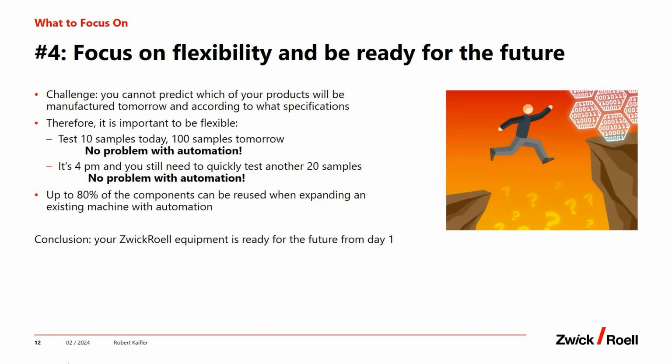And the good news, and this is the last sentence and the conclusion, is that your ZwickRoell equipment is ready for the future from day one. No matter what kind of equipment you're buying today, which kind of load frame, tools, and so on, up to 80% of the components you have can be reused when expanding an existing machine with automation. So this is the good news. And again, as I told you, start small and then scale fast. Starting is the key point, and there we need to start in a very easy way.